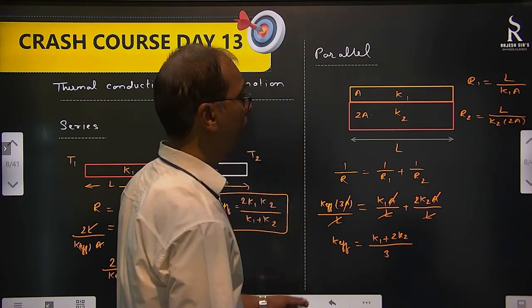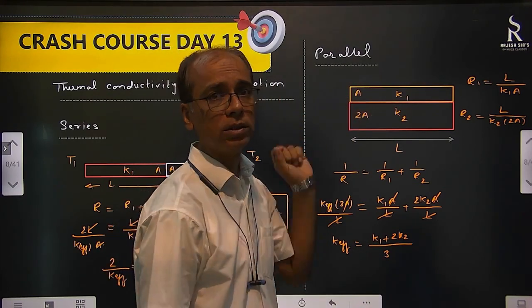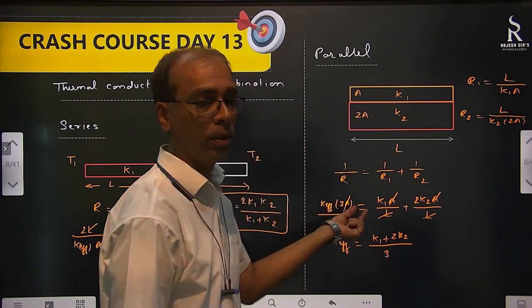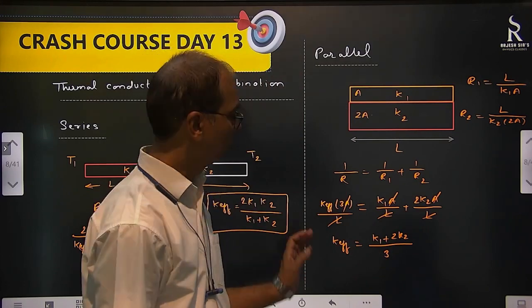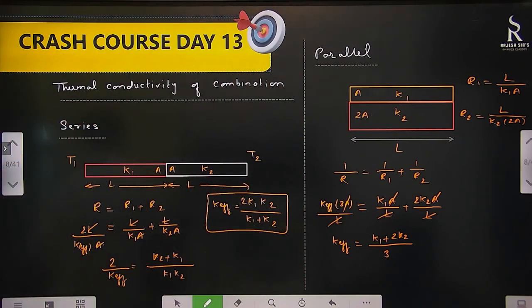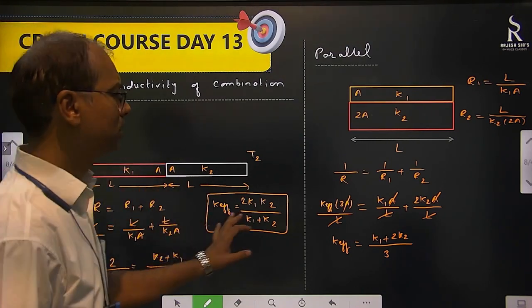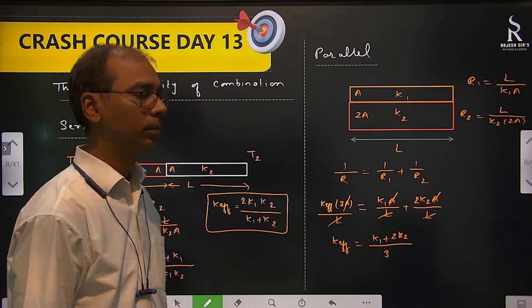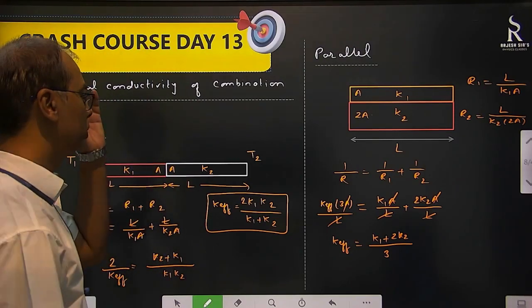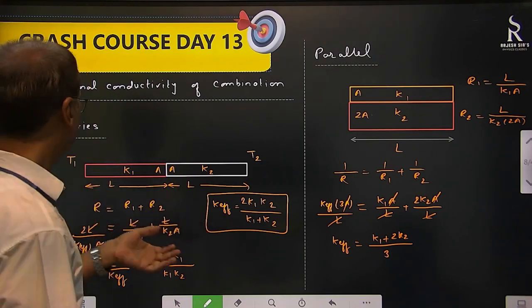If you have different areas, this is A1 and this is A2, no issue. Here is A1, here is A2, and here will be A1 plus A2. So we can get thermal conductivity like this, whether series connection or parallel connection. Many questions you will find like this in any book you are practicing from, and even in NEET also.